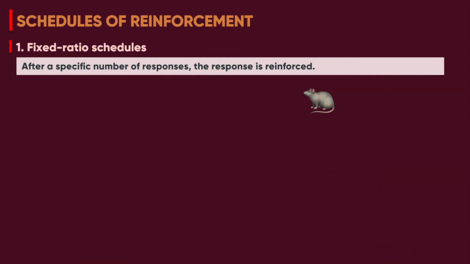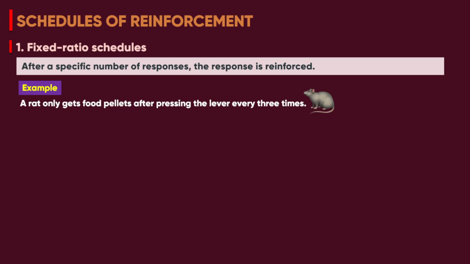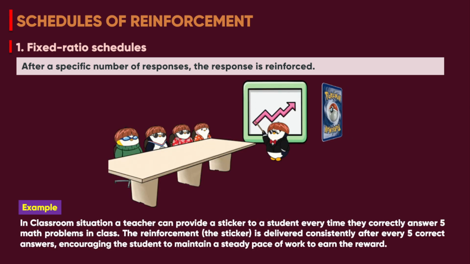In fixed ratio schedules, after a specific number of responses, the response is reinforced. As for example, a rat only gets food pellets after pressing the lever every 3 times. In classroom situation, a teacher can provide a sticker to a student every time they correctly answer 5 math problems in a class. The reinforcement, that is the sticker, is delivered consistently after every 5 correct answers, encouraging the student to maintain a steady pace of work to earn the reward.